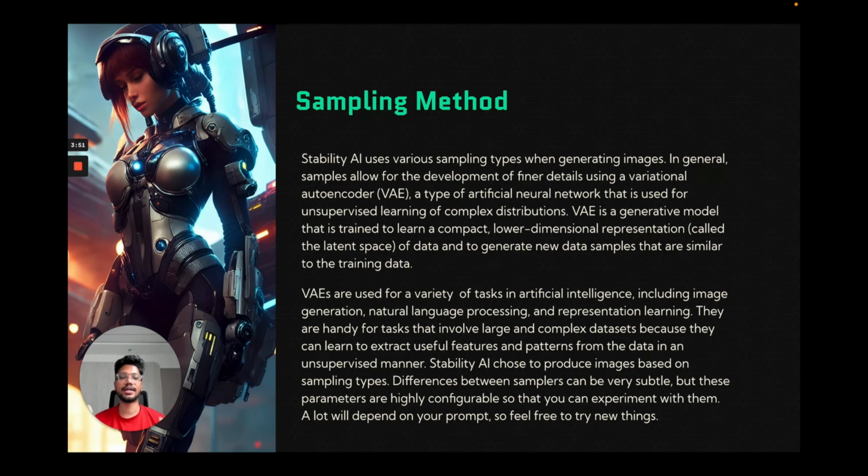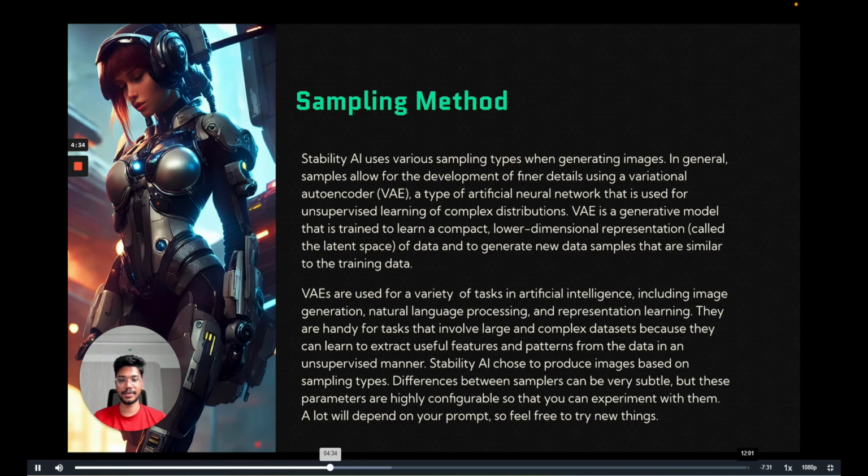VAEs are not just used for image generation; they also get used for natural language processing and representation learning, etc. They are handy for tasks that involve large and complex datasets, because they can learn to extract useful features and patterns from the data in an unsupervised manner. You don't need to supervise them. Stability AI chooses to produce images based on sampling types. The differences between samplers can be very subtle. These parameters are highly configurable so that you can experiment with them. A lot will depend on your prompt, so feel free to try new things.